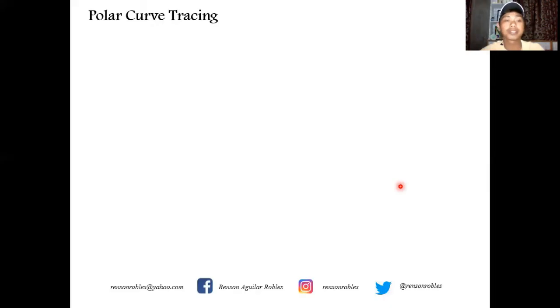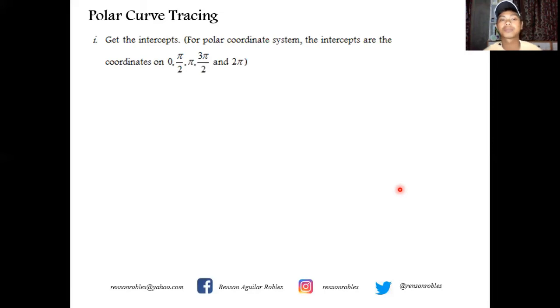To trace a polar equation, we identify several steps to make it easier to trace the polar curve on the polar coordinate paper. The first step is to get the intercepts. You look for the values of r for theta equal to 0, pi over 2, pi, 3 pi over 2, and 2 pi.